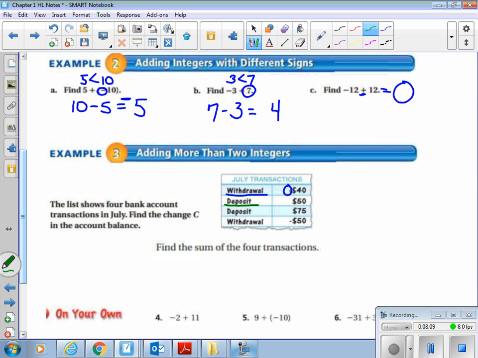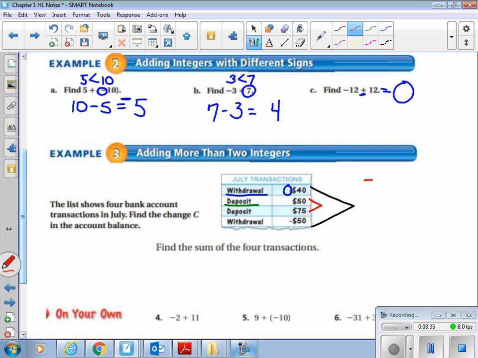So to find the sum, we're adding both positives and negatives. I would start by adding the numbers with the same signs. That makes it a little bit easier. So I'm going to add negative 40 and negative 50 because they have the same sign. And then I'm going to add 50 and 75 because they have the same sign. And then I'll take those two answers and add them together.